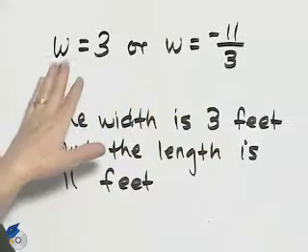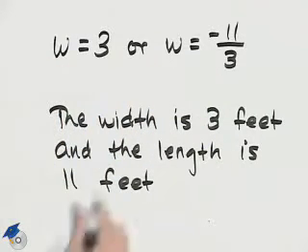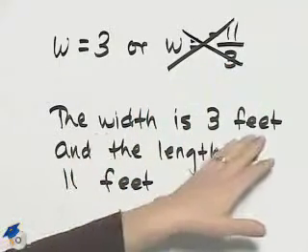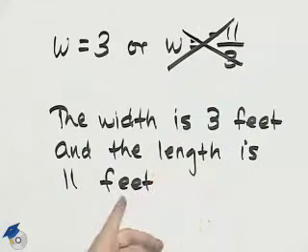However, in this problem we know that W represents a width, so the width cannot be a negative value. So we know that the width is 3 feet and the length is 11 feet, using the fact that the length is 3 times the width plus 2.